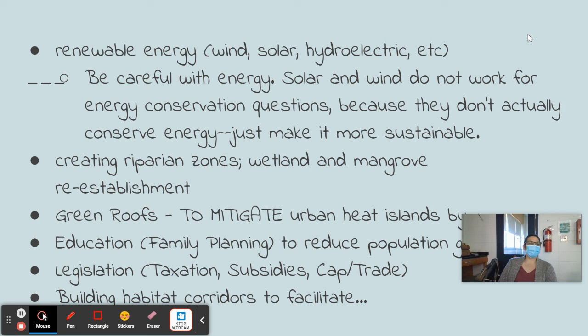Other good options for certain answers of solutions are creating riparian zones or creating a wetland or a mangrove forest, or reestablishing those areas. And then what you also want to do is go back and talk about why these wetlands and mangroves and riparian zones are so important to buffer our oceans, our lakes, our streams, our rivers.